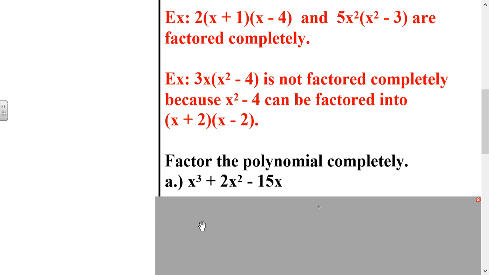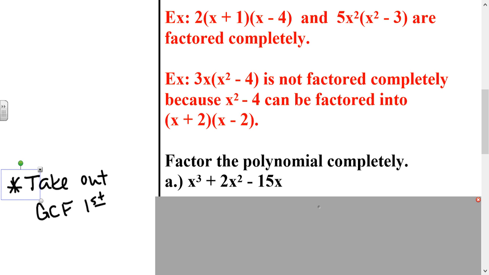So here, we're going to factor the polynomial completely. Now anytime we're factoring, we always have to check for one thing first on every single problem, and that is to factor out the greatest common factor. So you might want to make a note of that. Always check to see if you can take out the GCF first. That's the number one thing you need to check for when we're factoring completely.